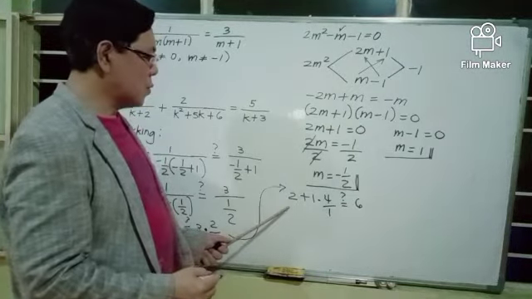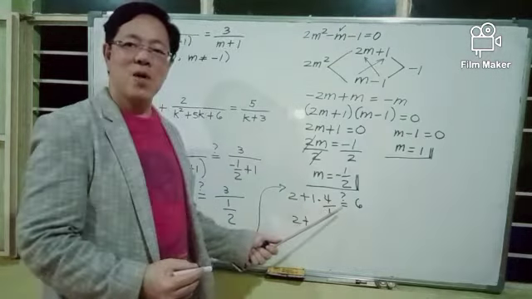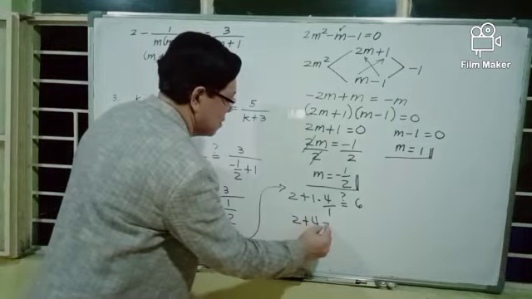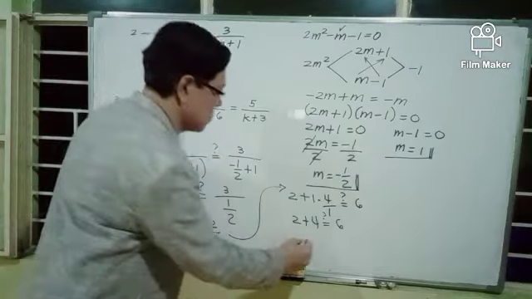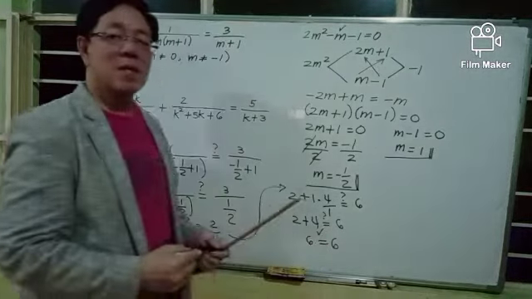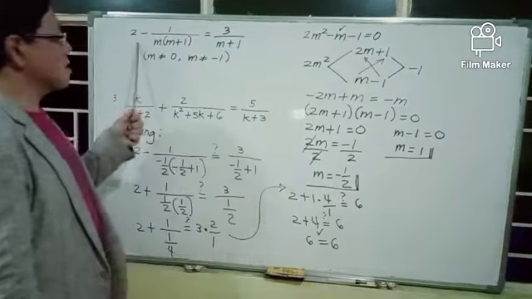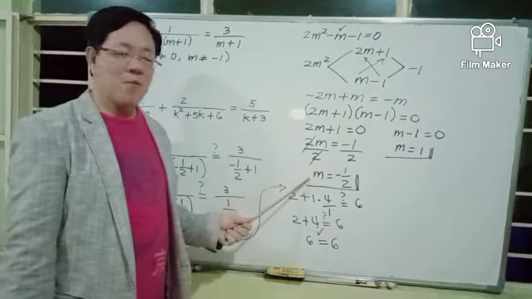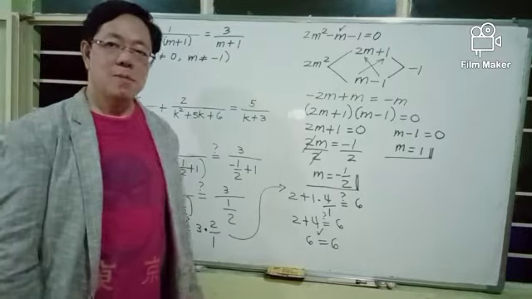And we have 2. 1 multiplied by 4 is 4, divided by 1 is 4. And 2 plus 4 is 6. And it's equal to 6. That means the value of m equals negative 1/2 satisfies the given rational equation. Therefore, this value of m equals negative 1/2 is a correct solution.